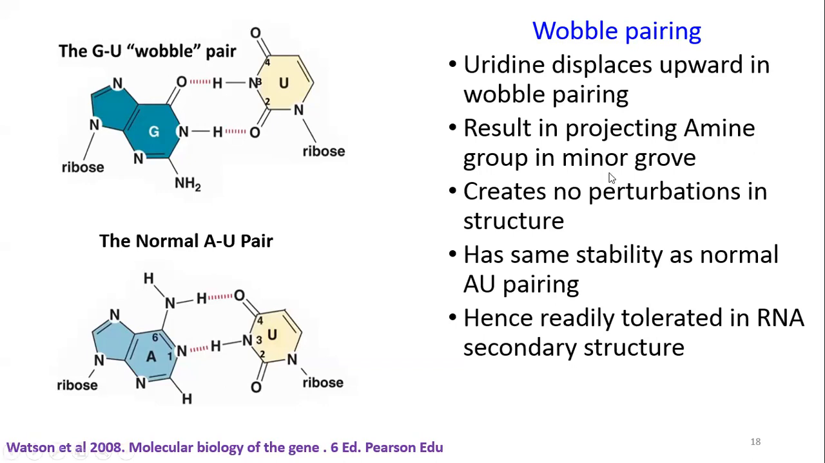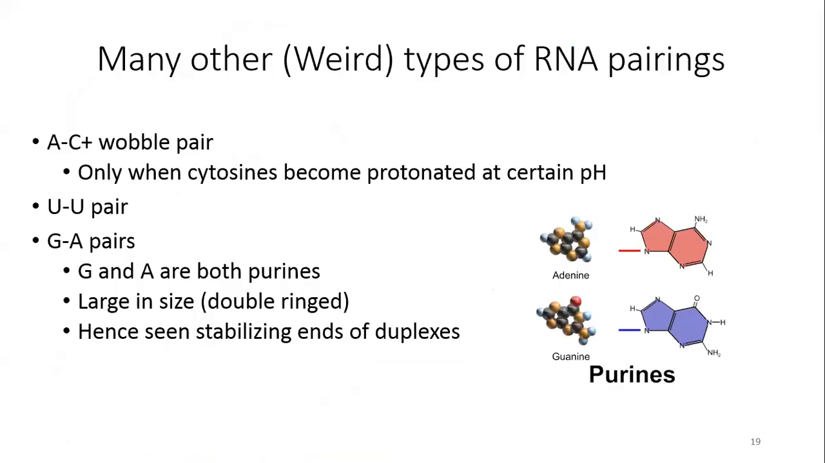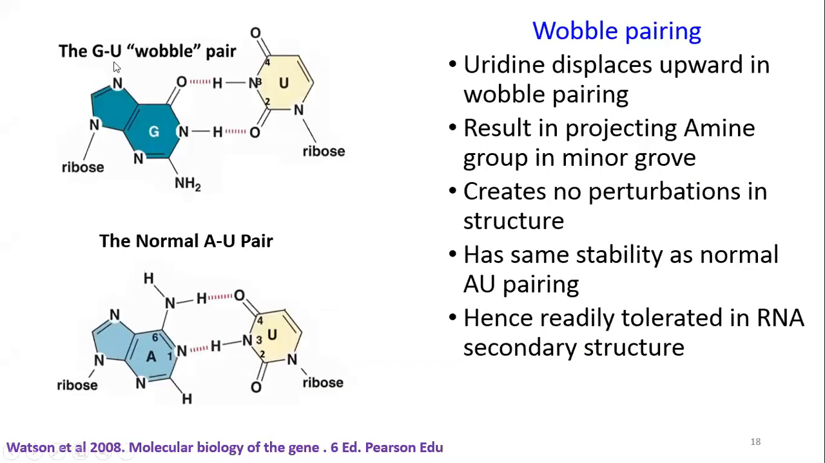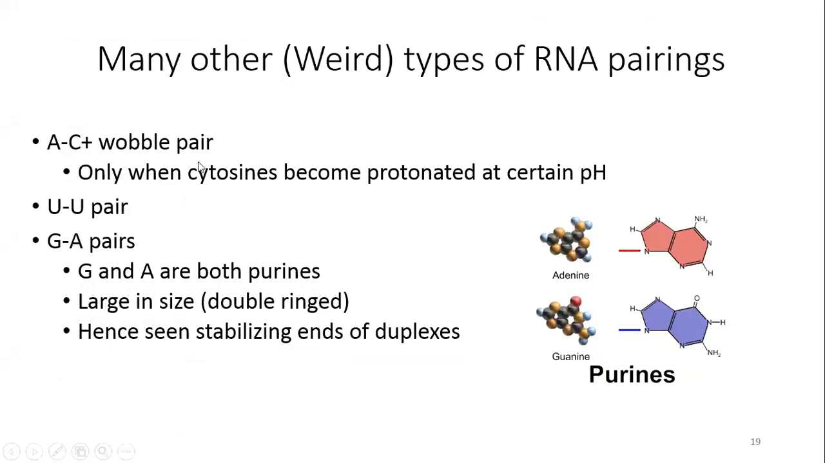Okay, so these figures are taken from Watson, the book of Watson, if you have any. So this is what I was talking about, that it is not only this G-U wobble pair that is unusual in RNA. There are many other weird types of RNA base pairing that people have discovered.